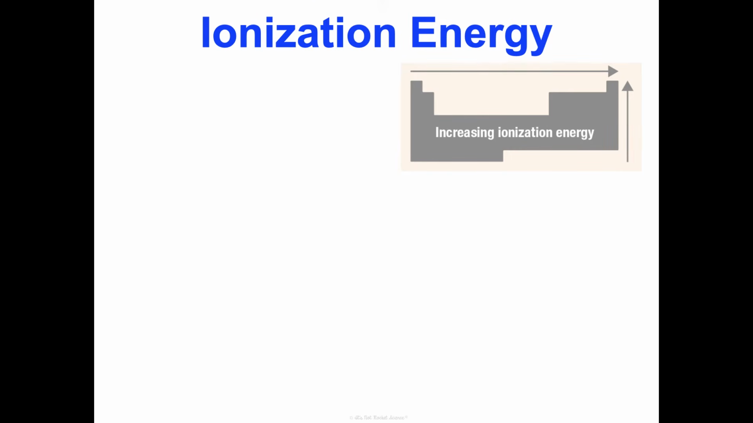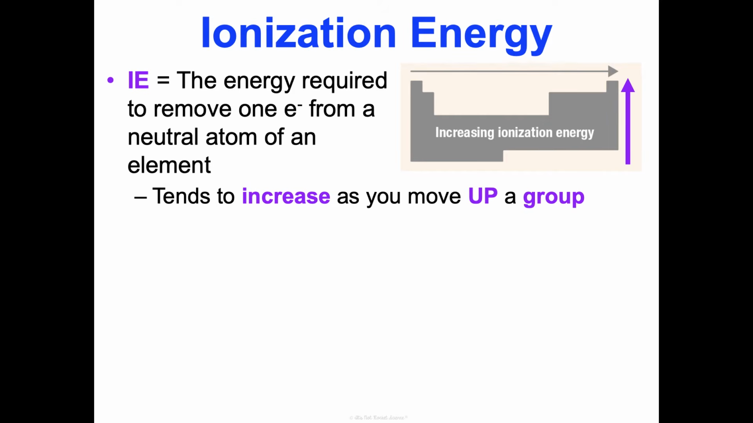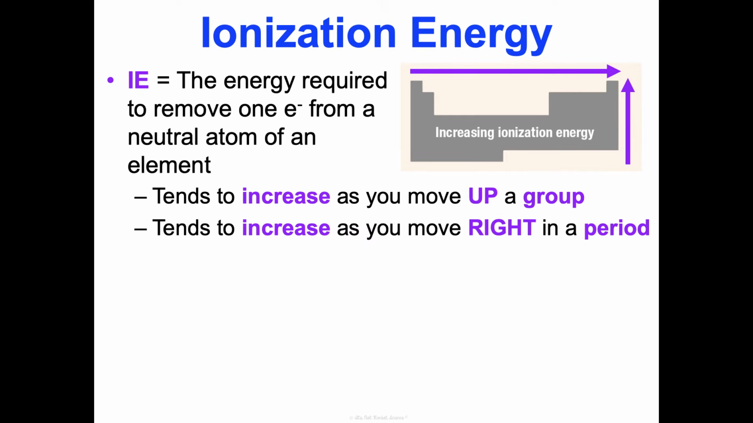Okay, a couple more periodic trends I want to touch on. One is ionization energy, or IE. This is the energy that's required to remove one electron from a neutral atom of an element. So how much energy is it going to take to make something a cation if I'm going to take an electron from it, or an anion? This increases as you move up a group and increases as you move right in a period, which makes sense. Think about fluorine. Again, it has 7 valence electrons.